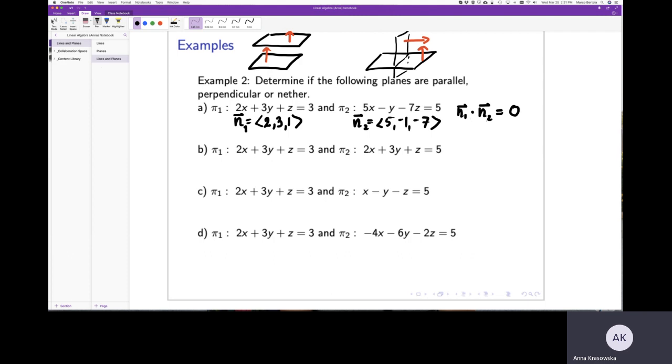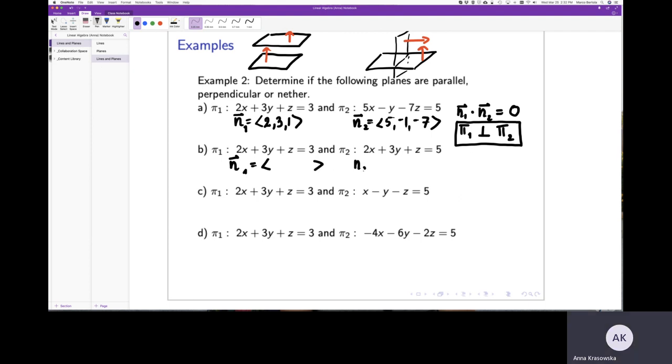Therefore, those vectors are perpendicular, and therefore the planes are perpendicular. You can write in words, P1 is perpendicular to P2, but I don't have space. Okay, let's do exactly the same way for the next. Can you write by yourself quickly?